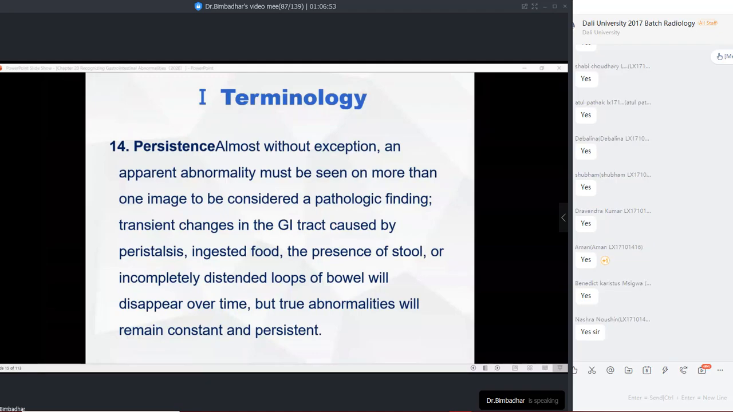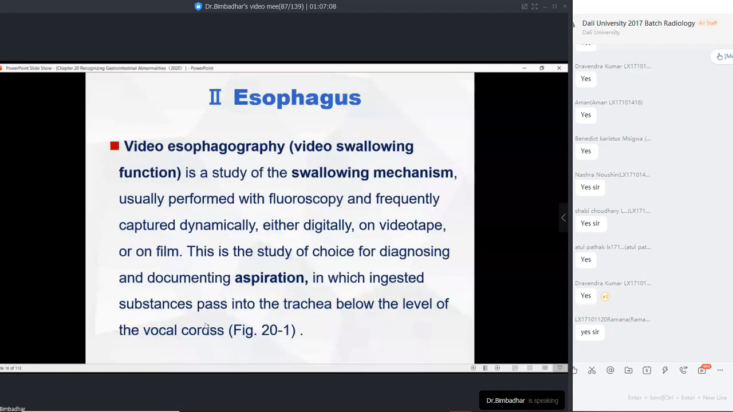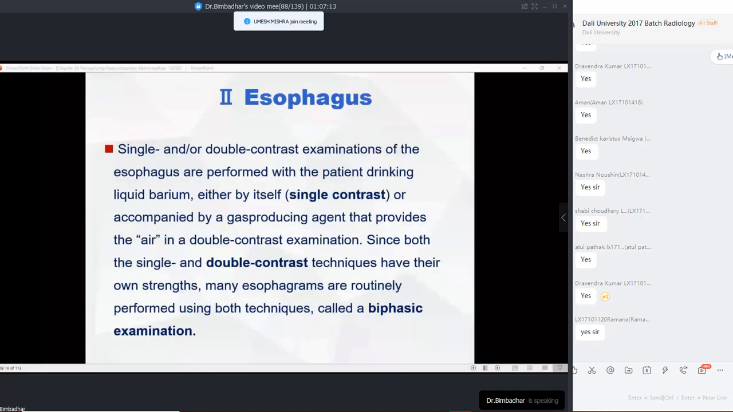Remember the simple thing: pathology generally does not change its property because it is constant and persistent. Okay, let's take a break here. I think we have completed the basic terminology. We'll get into the anatomical structures, and then evaluate one pathology by one.